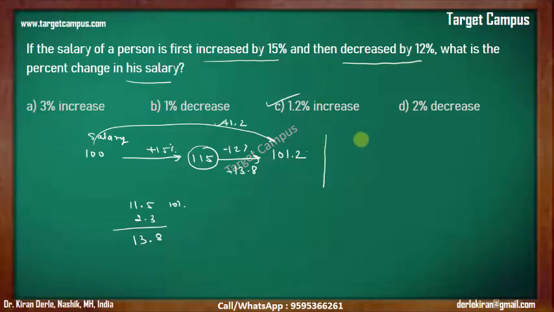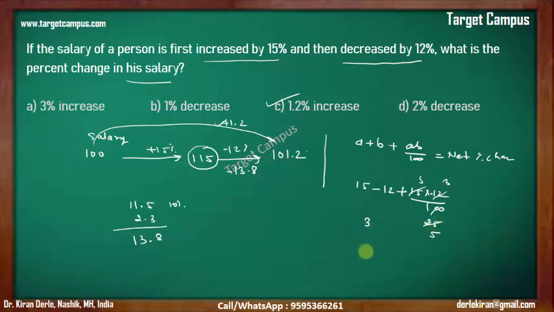This could have also been solved with the successive change formula: A plus B plus AB upon 100 is equal to net percent change. Here we have a 15% increase first and then a 12% decrease. So 15 into 12 upon 100.